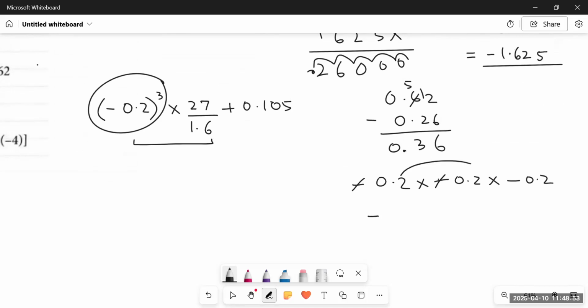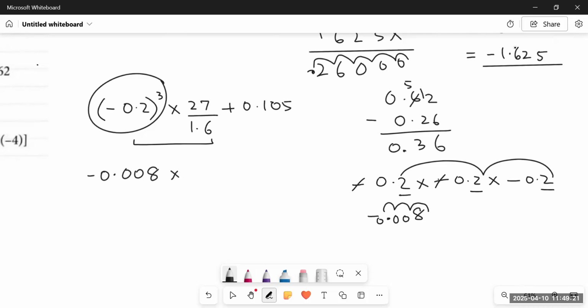Then we have 2 twos are 4, 4 twos are 8. We will write 8 over here. How many decimal places? 1, 2, 3. So we'll have to put the decimal before 3 places. 1, 2, 3. Here comes the decimal. So the answer would be minus 0.008. And we will not round it up. We will write the answer as it is.